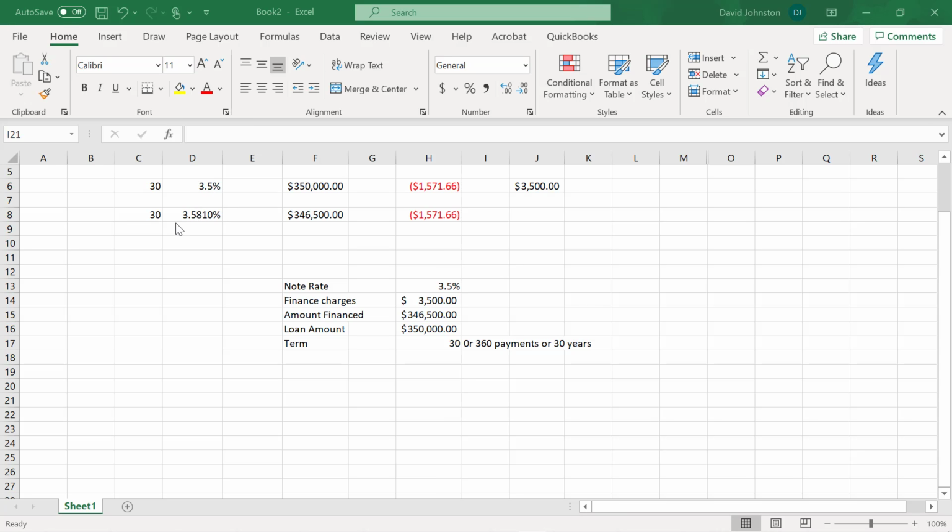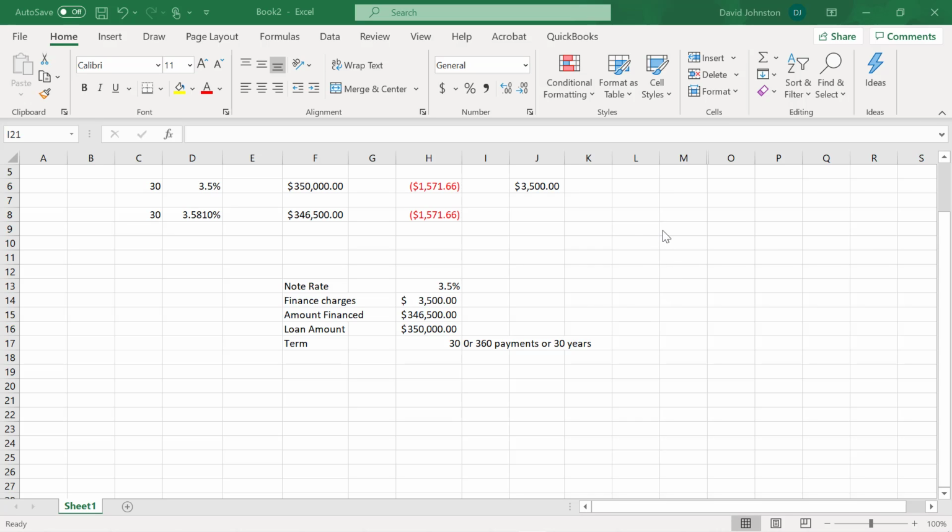So here's what you do. Once again, we have a note rate of 3.5%. This is actually called finance charges, so that's $3,500. This is the amount financed, which is the total loan amount less the finance charges, and that becomes the amount financed. And the term of the loan is a 30-year loan or 360 equal payments over 30 years.